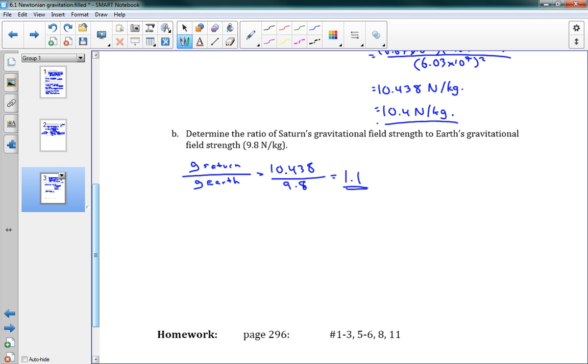So our ratio, we could say that it is 1.1 to 1. That's our ratio if we're talking about the gravity on Saturn compared to the gravity of Earth. So that's Saturn to Earth. Okay, and hopefully you've seen this notation before, using the colon to represent a ratio, a comparison like that.